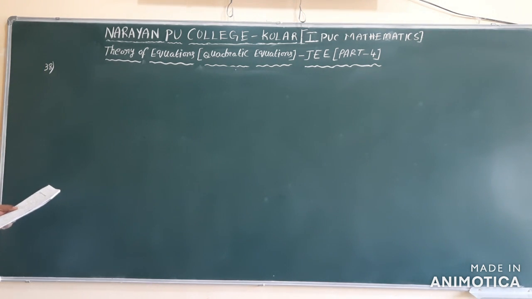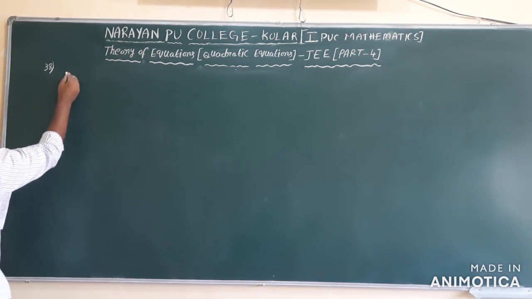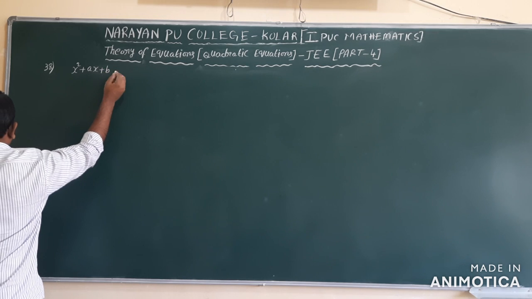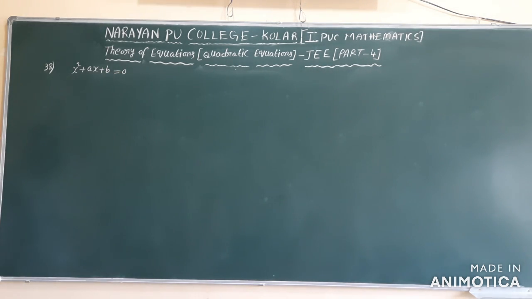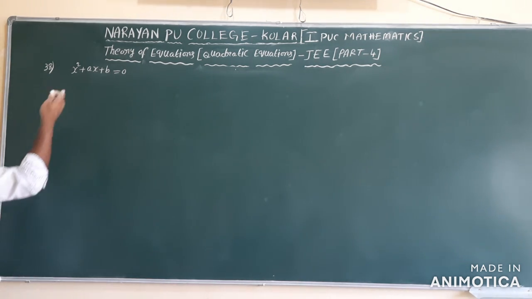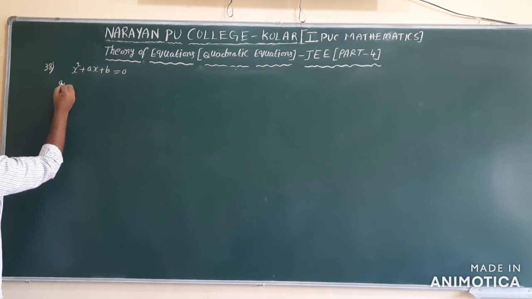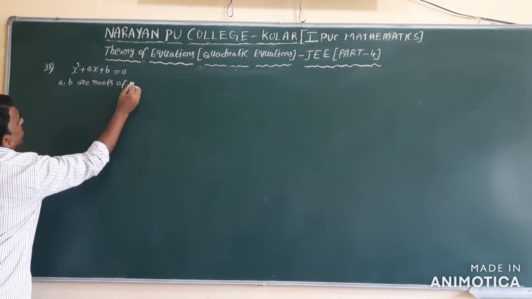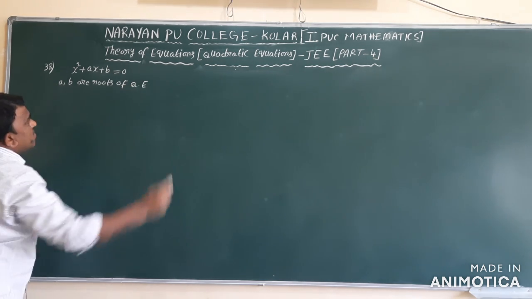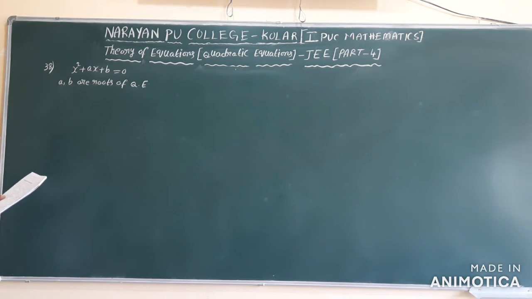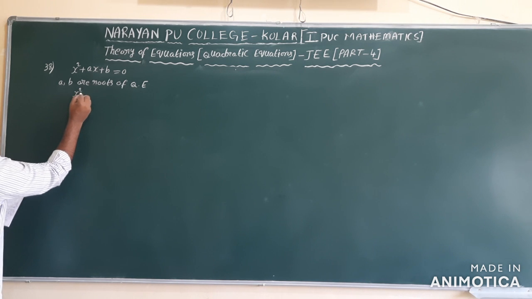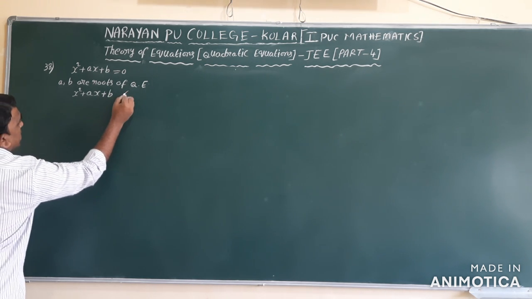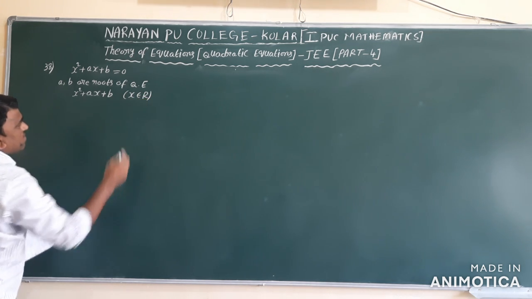Next, 38th question. If a and b are roots of the quadratic equation x square plus ax plus b equal to 0. But don't confuse here, small a and small b only are given as roots of this quadratic equation. Then the least value of x square plus ax plus b, where x belongs to real numbers, is?